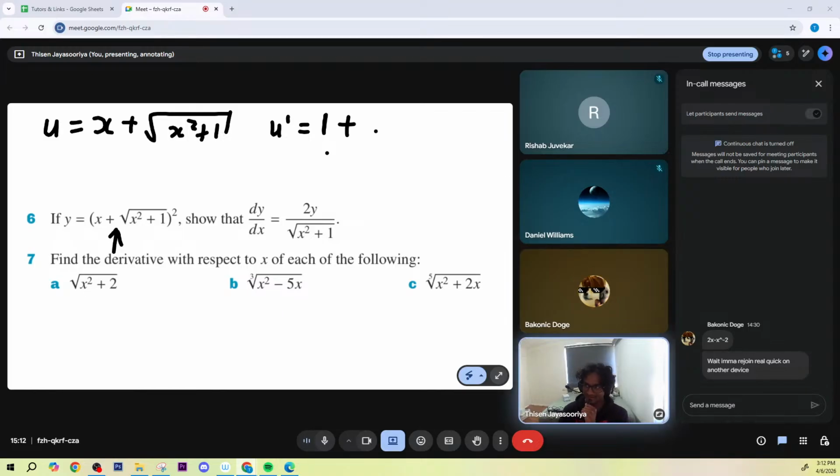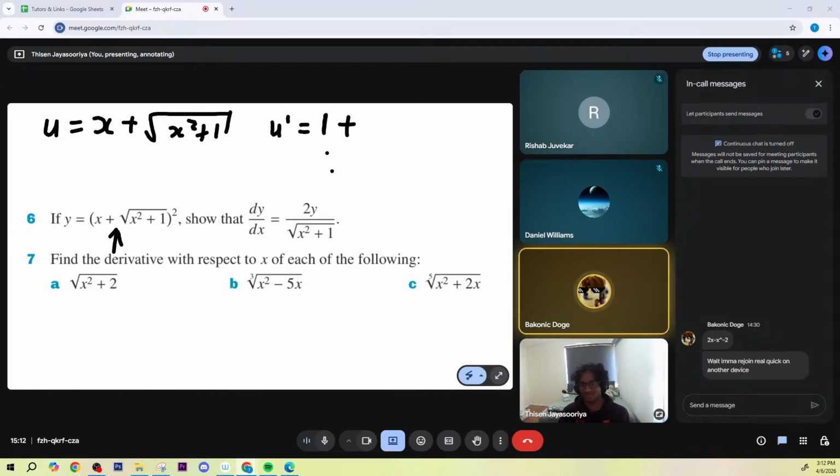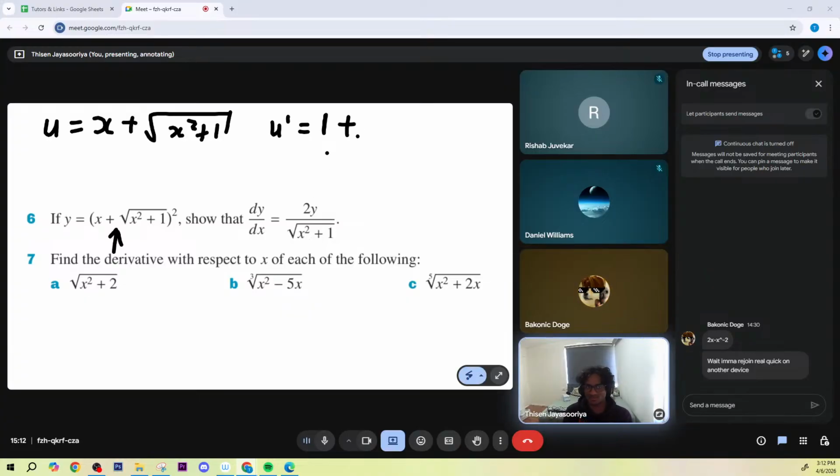You're cutting out again, Joe. Oh, wait, am I still cutting out now? Yeah. Oh. So I'll let Rashab try to do the rest of it.